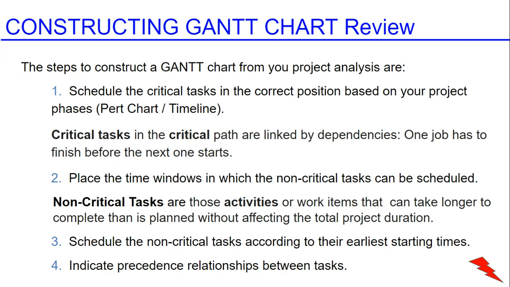Step number 2, place the time windows in which the non-critical tasks can be scheduled. Non-critical tasks are those activities or work items that can take longer to complete than is planned without affecting the project duration. Step number 3 is schedule the non-critical tasks according to their earliest start times. And then step number 4, indicate precedence relationships between tasks. So go ahead and write these down, and we will continue on.